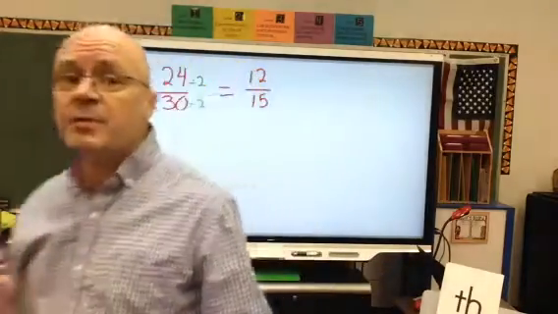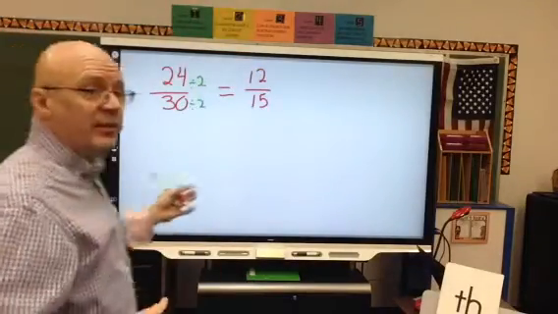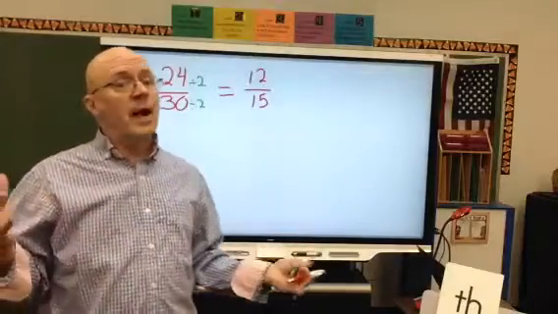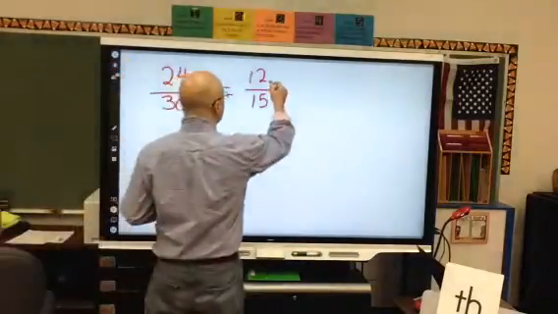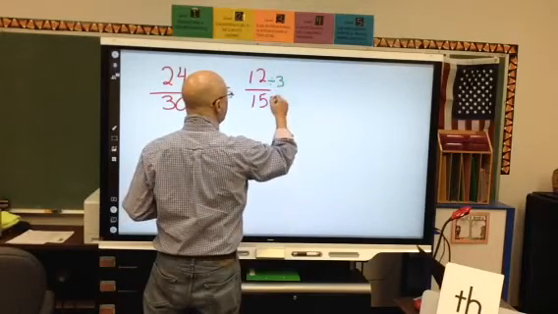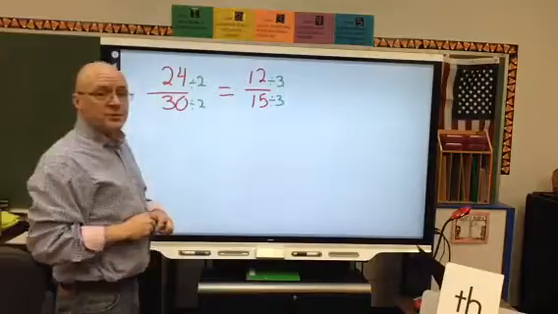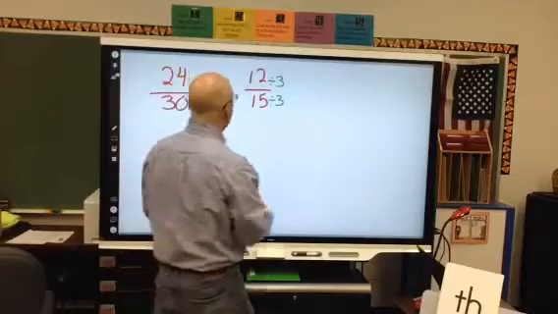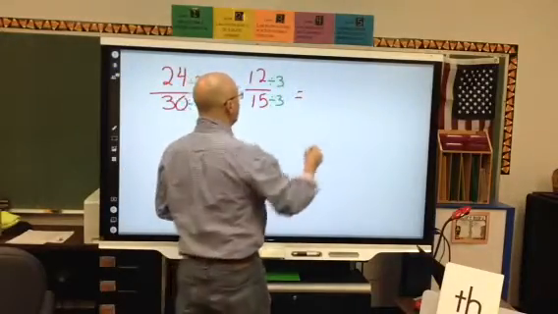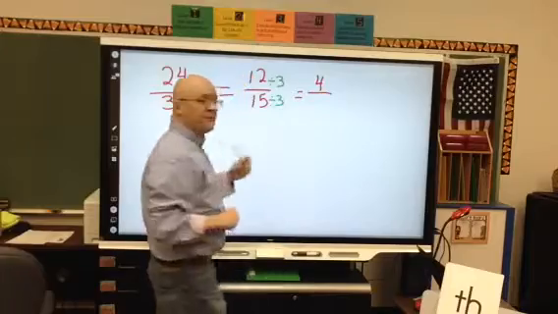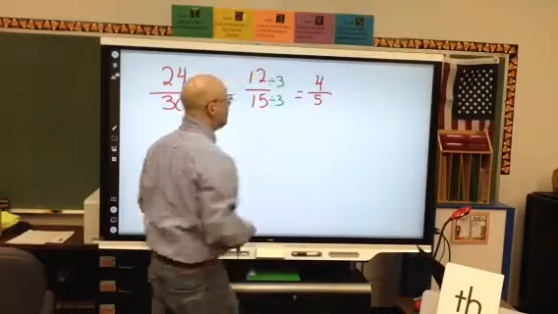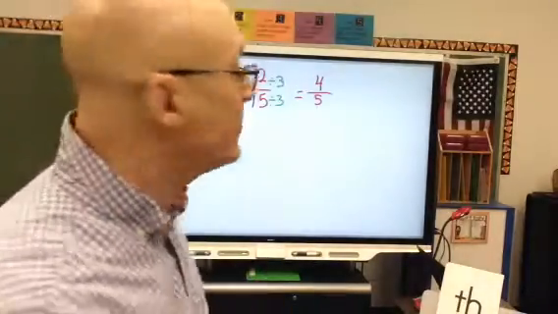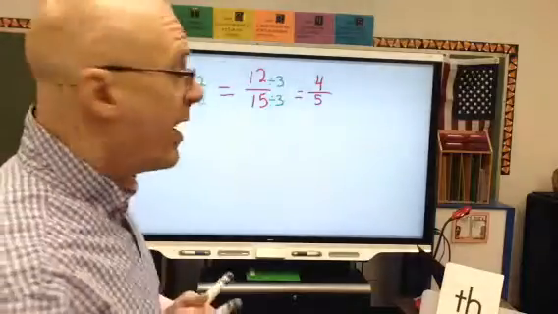Now, we've got to look at those numbers and say, is there anything I can divide the top and the bottom number by evenly? I hope you can see this. Maybe you can't. And that's all right, because when we come back, I'm going to give you some pointers on how to do this. Both of those are divisible by 3. Right? 12 divided by 3 is 4. 15 divided by 3 is 5. And that is your answer, 4/5. So there's nothing else I can divide both of those by to get any smaller than that, right?